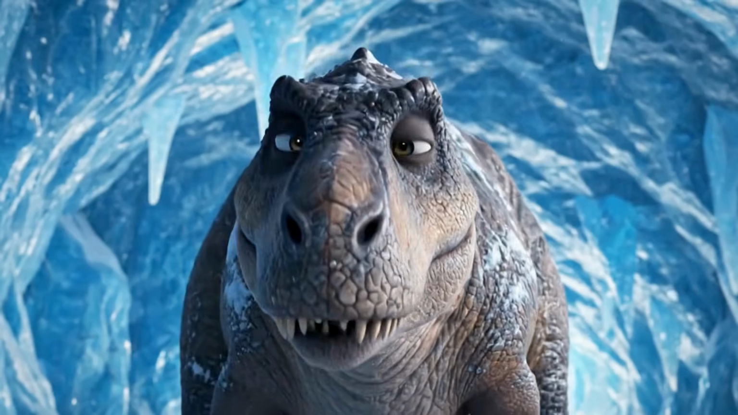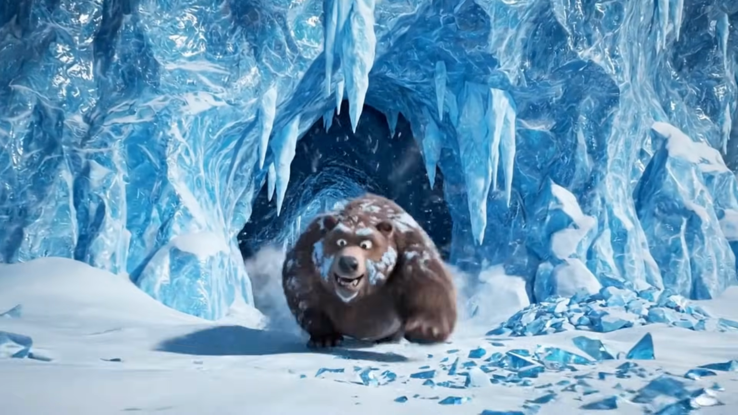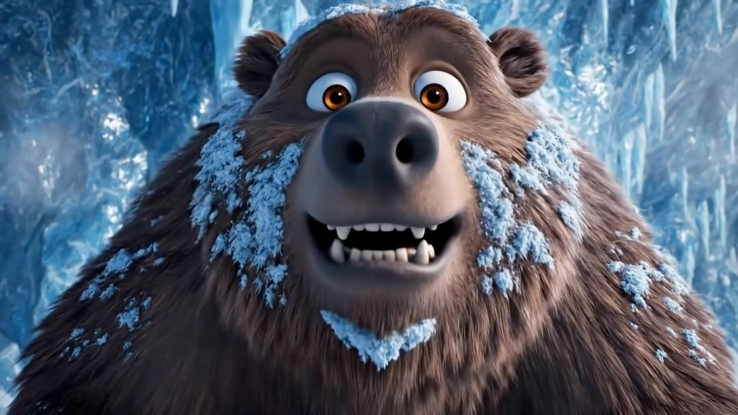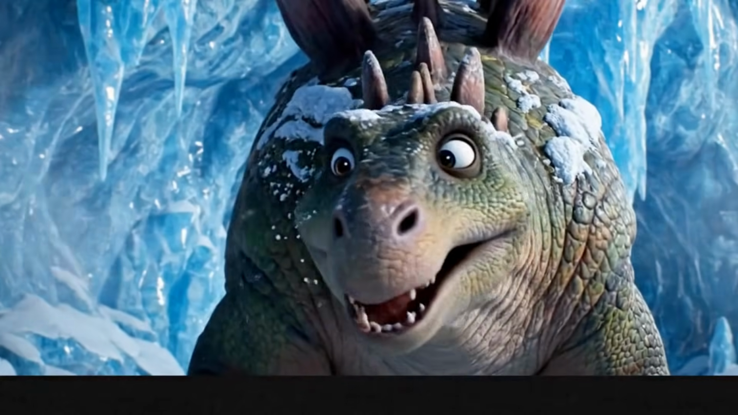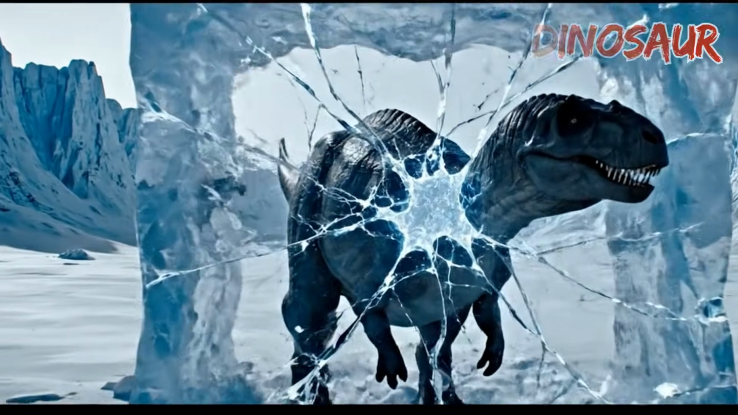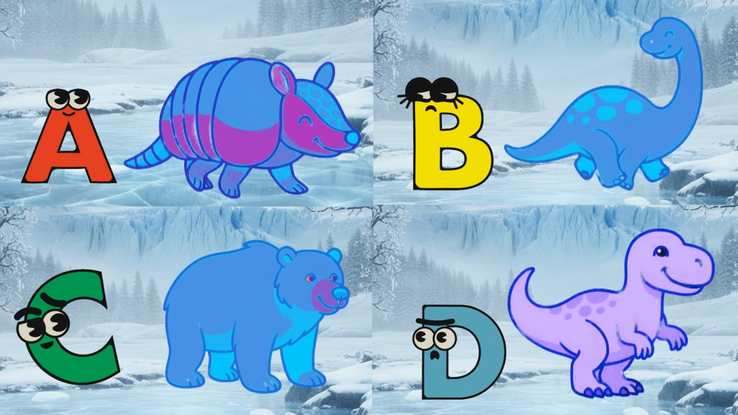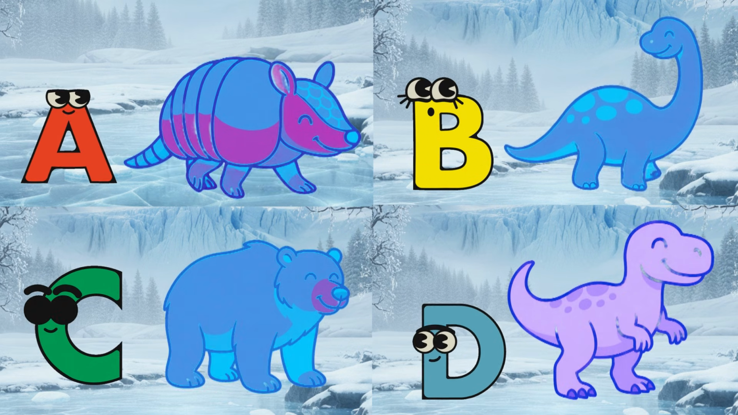B is for Brontosaurus, stomp, stomp, stomp. C is for Cave Bear, grow, grow, grow. D is for Dinosaur, roar, roar, roar. A, B, C, D, Prehistoric Safari animals.